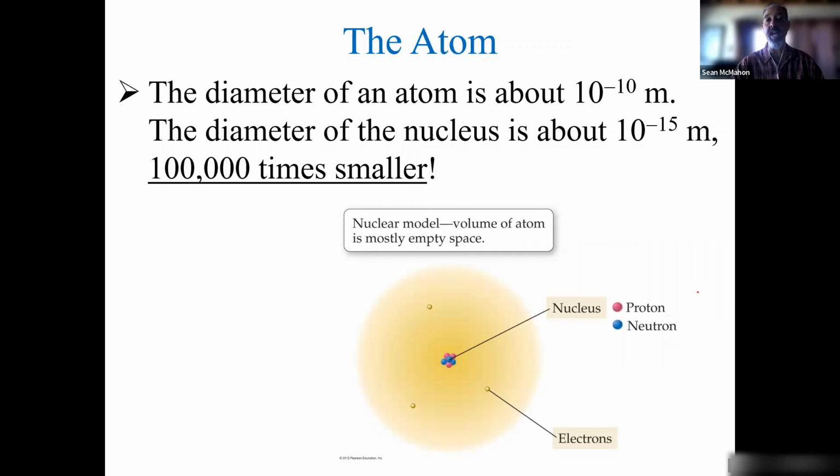So the diameter of an atom, right? If I take the whole atom and I took the diameter, it's 10 to the -10 meters. Now, most of the prefixes we use in the metric system are multiples of 3, right? So this is pretty close to nano, which is 10 to the -9. It's between nano and pico, which is 10 to the -9 and 10 to the -12.